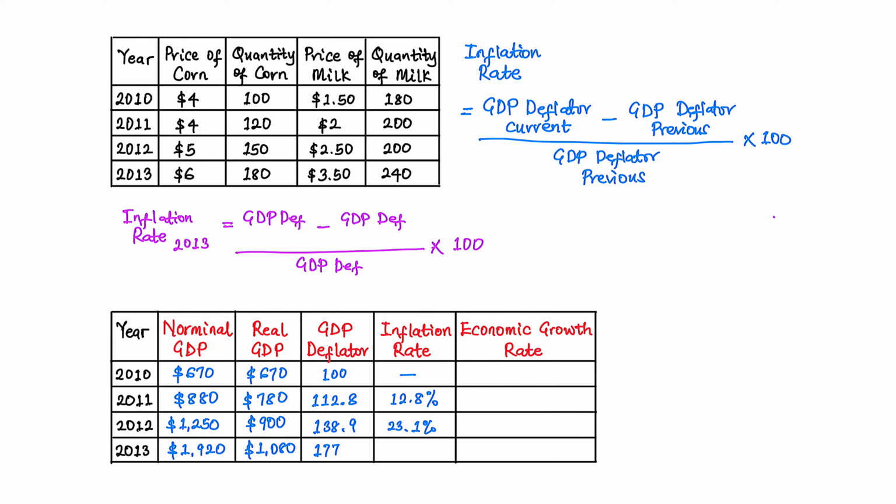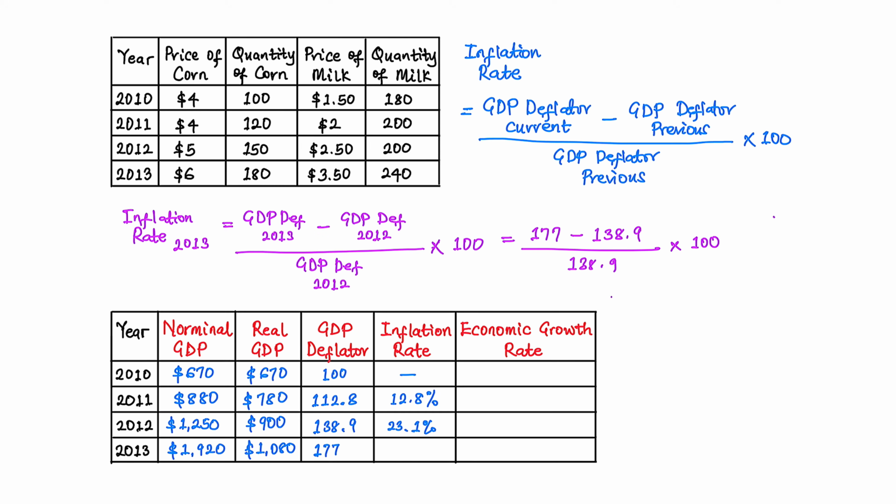So that means GDP deflator in 2013 minus GDP deflator in the previous year, which is 2012, divided by GDP deflator in the previous year, 2012. So that equals GDP deflator in 2013 is 177 minus GDP deflator in the previous year, 2012, that's 138.9 divided by 138.9 times 100.